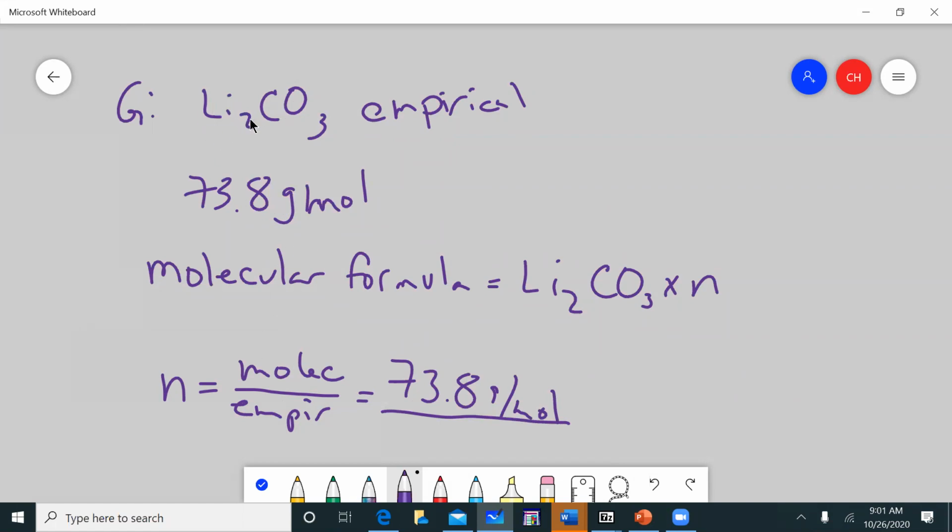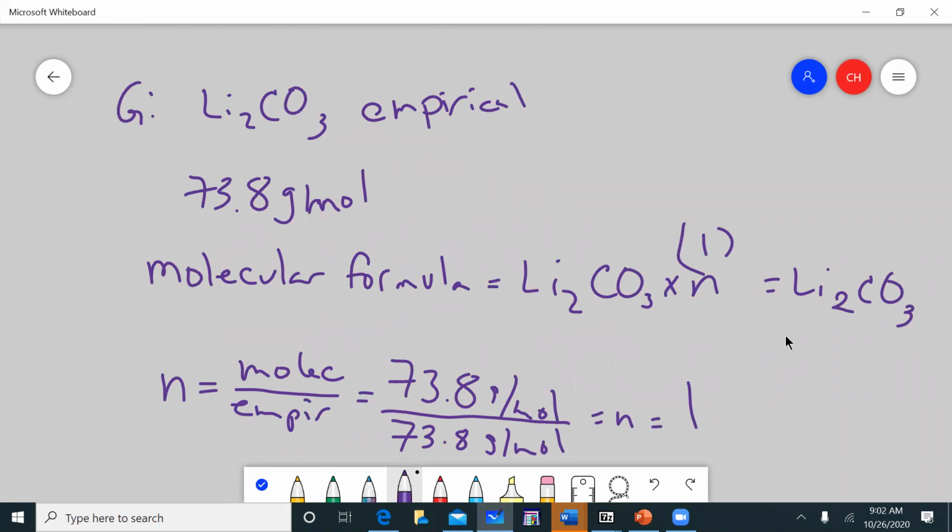My empirical mass I have to calculate. So I take the mass of 2 lithiums, I add it to 1 carbon and 3 oxygens. And what do you know? You end up getting 73.8 grams per mole. So your n value is equal to 1. So your molecular formula is one times as big. It's the same value, right? So if I plug 1 in here, I'm going to end up with Li2CO3.